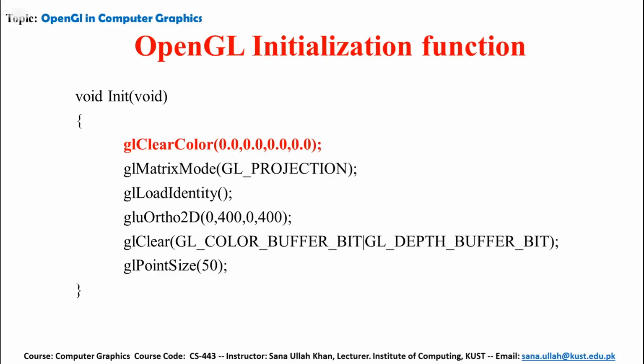Next, the OpenGL initialization function, which is optional. If we do not want to use this function, then all these statements will be written in the main function. So, void initialize. glClearColor sets the background color of the window that will be displayed, and it takes four parameters. The first parameter is red, the second green, the third blue, and the last one is alpha.